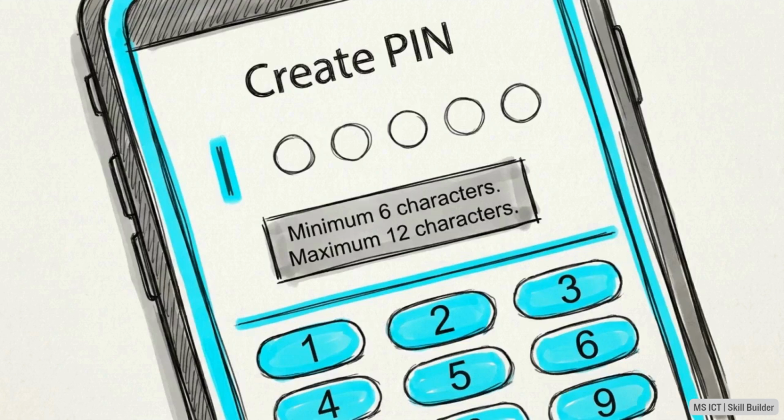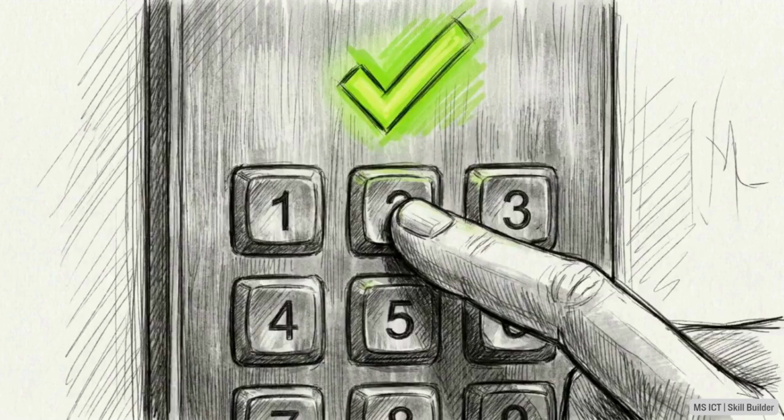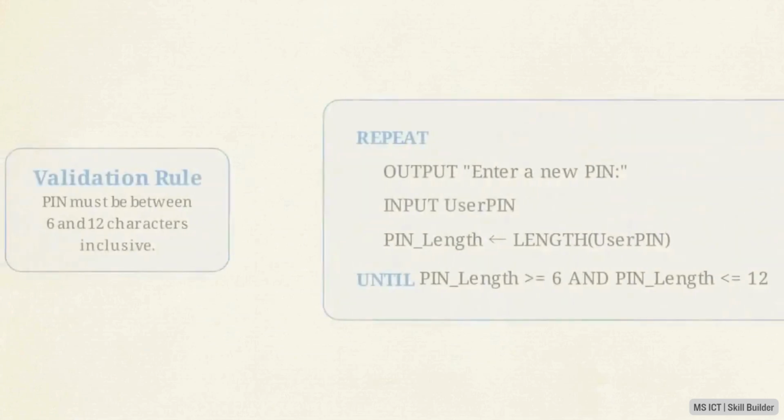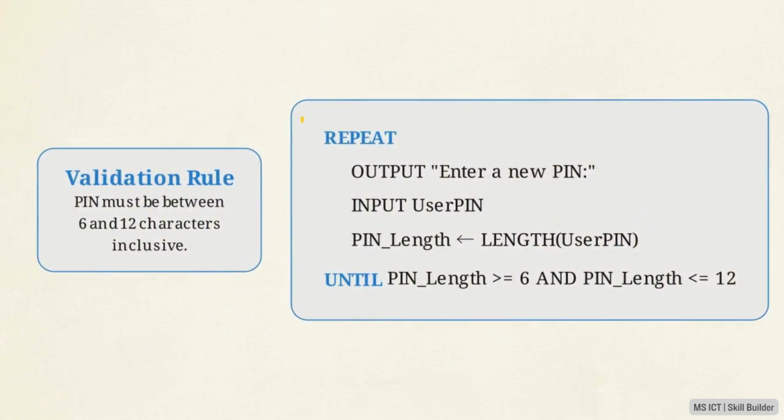Our third scenario involves a password setup, where a user's PIN must be between 6 and 12 characters long. Input validation requires a post-condition loop. You cannot check if a PIN is the correct length until the user has actually typed one in. In a repeat until structure, the code runs first and the condition check sits at the exit. While loops run as long as a condition is true, but repeat loops run while a condition is false, stopping only when it becomes true.